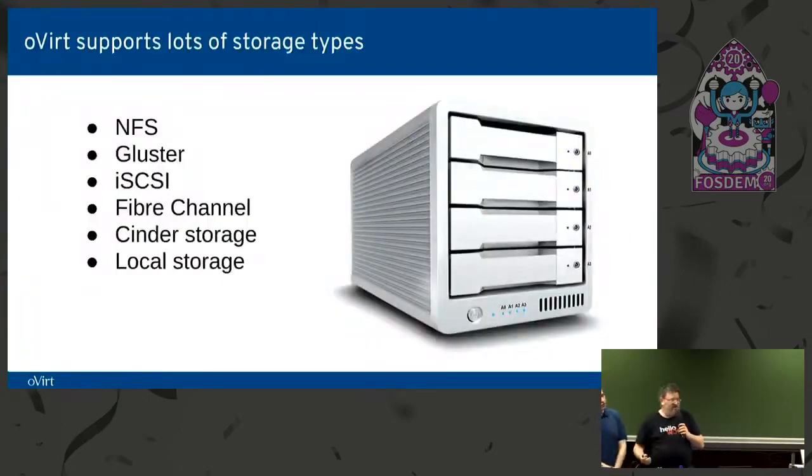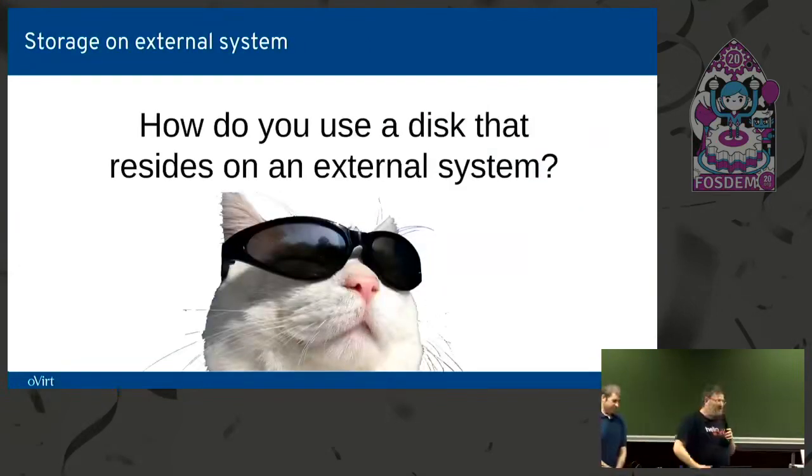So first, Overt supports a lot of storage types. We support anything. In a recent release, we also support Cinder storage. So everything is good, but how do you use a disk which is not in your Overt setup? You cannot access the iSCSI server or whatever storage. Maybe it's a local file on some real machine, and you have some nice VM there that you want to get. So what do you do?